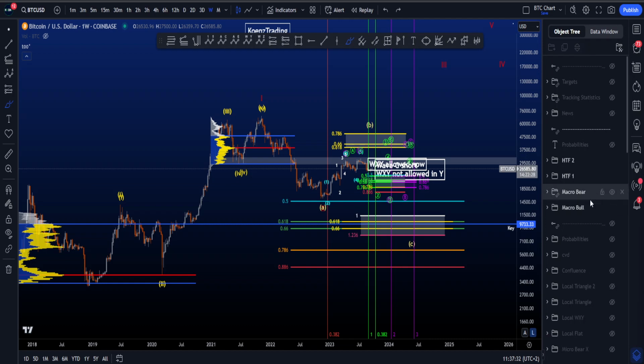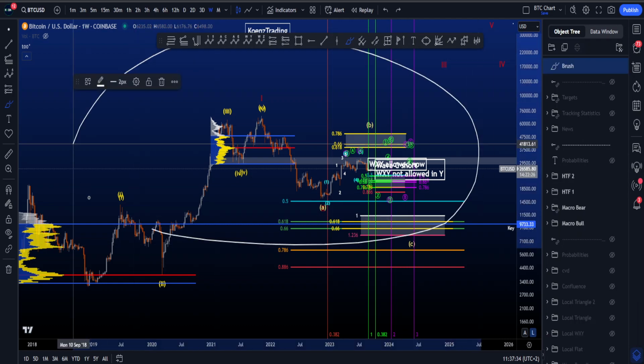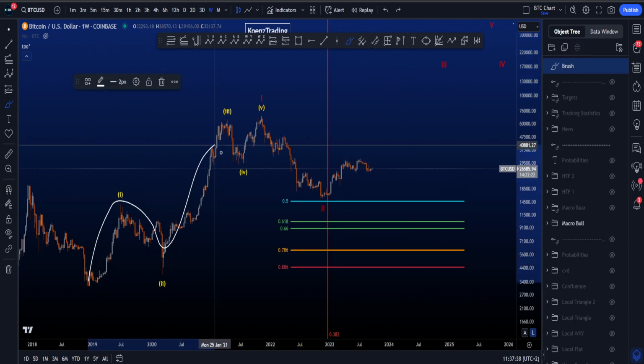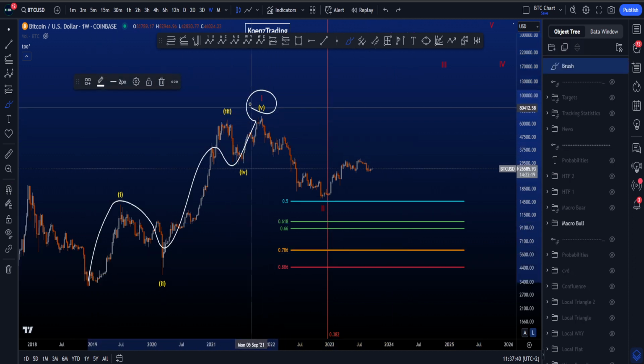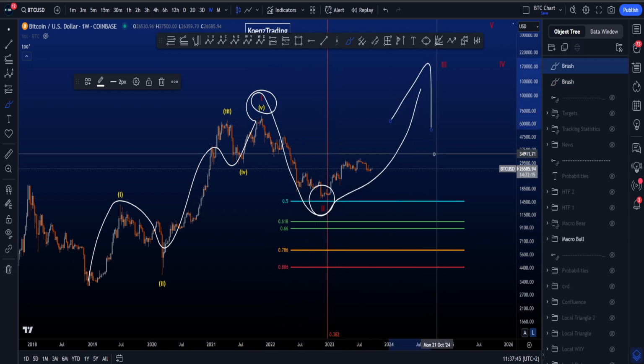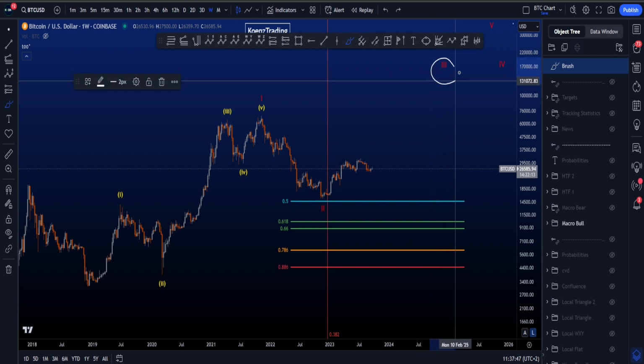Hi everyone, let's go over my macro and high time frame bullish and bearish Elliott Wave scenarios on Bitcoin, starting with the macro bullish scenario where we are looking for a 5-wave structure to the upside in a wave 1, followed by a corrective wave 2 for then continuation to the upside in a bigger wave 3, which usually in an impulse is the strongest and biggest wave.